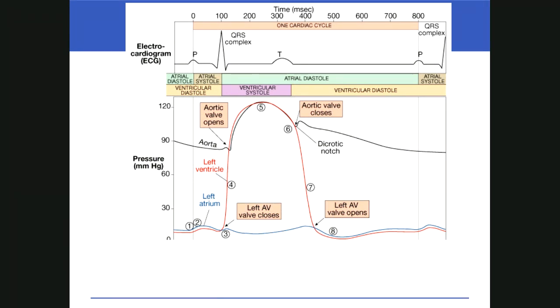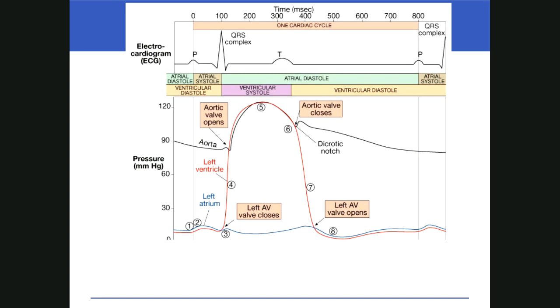Which side? Left. And so there's 3 lines here. Look, 1, 2, 3. One of these is the left atrium. And in this picture, it's the blue one. So look, here's the left atrium right there, the blue line. Well, look, it goes up a little bit, it goes down a little bit, it goes up, but it never gets very high. So the pressure in the left atrium is very low.